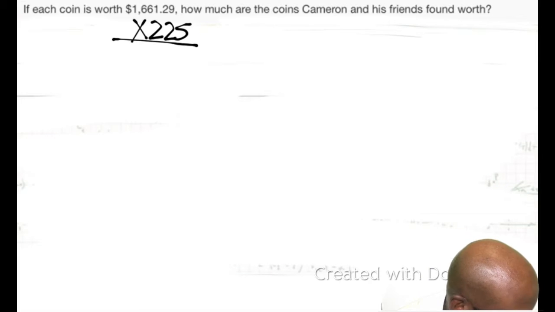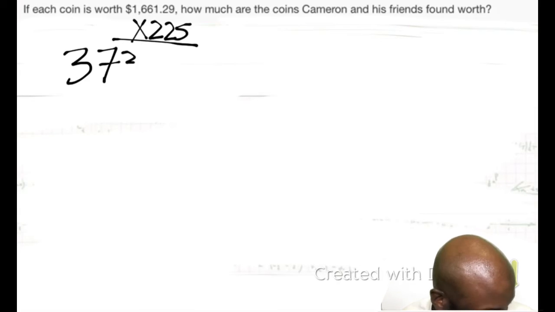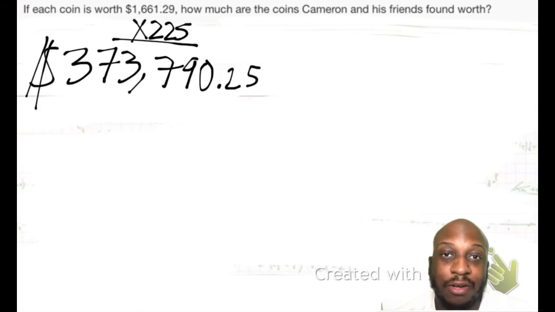Let me go ahead and make that calculation though. This doesn't seem like it has anything to do with volume. Now this is getting into money, like counting money. You're just multiplying 225 by 1,661.29, and you get 373,790.25. All right, I wish I found a little treasure chest, man.